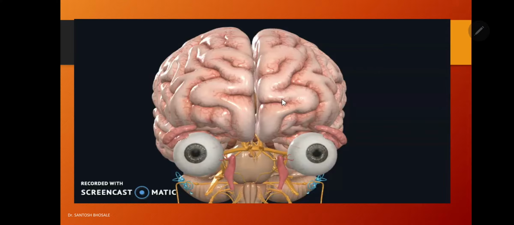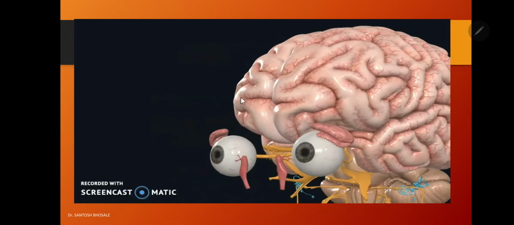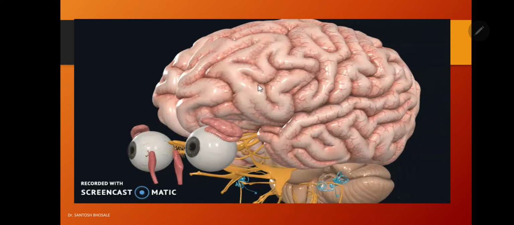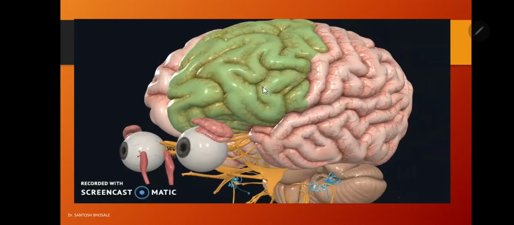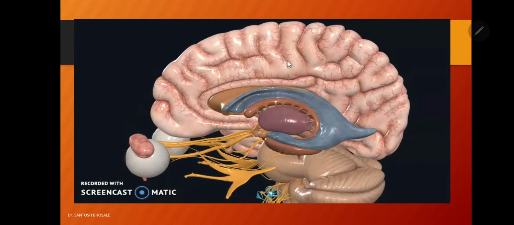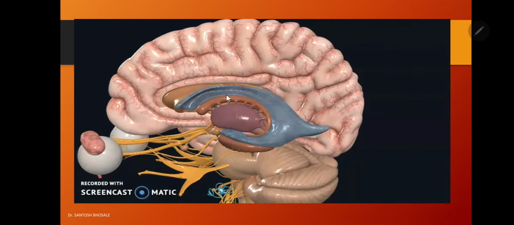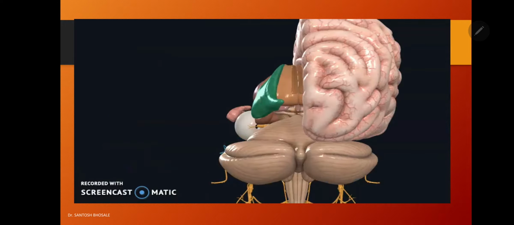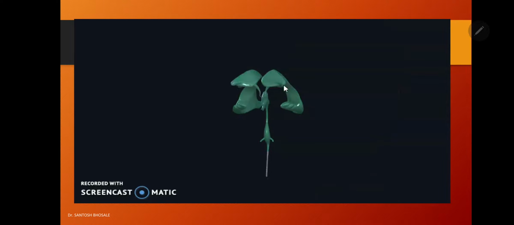And here, if you see in this animated model from the left lateral view, we are going to remove the left cerebral hemisphere. You can see the C-shaped cavity there, that is the lateral ventricle. And you can notice it is surrounded by the corpus callosum, and it is surrounding the caudate nucleus.